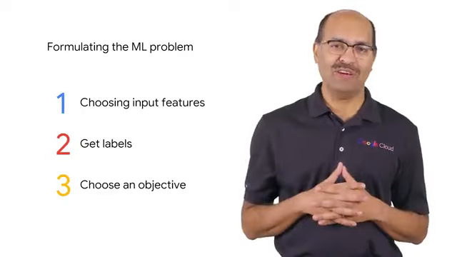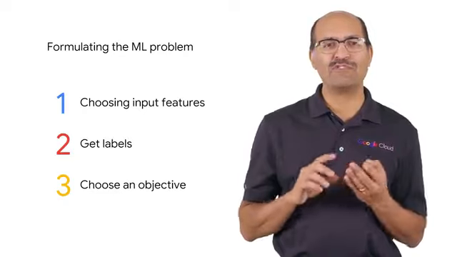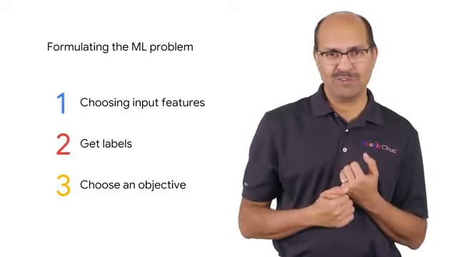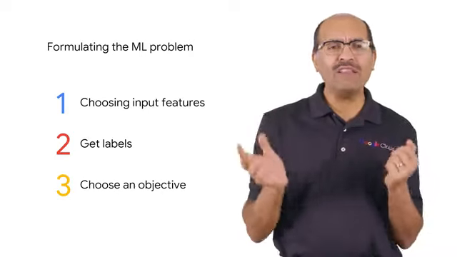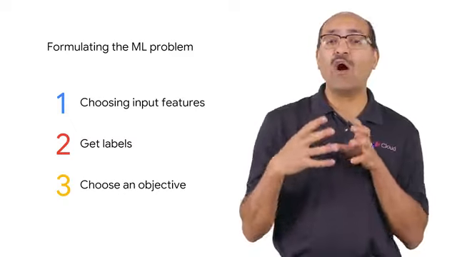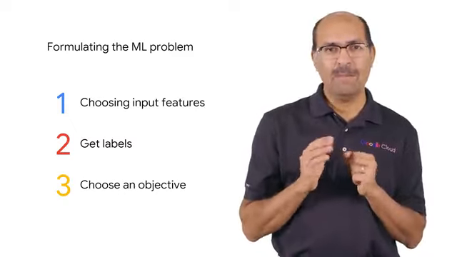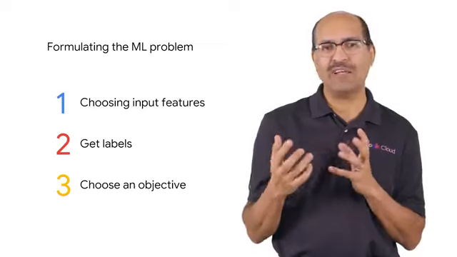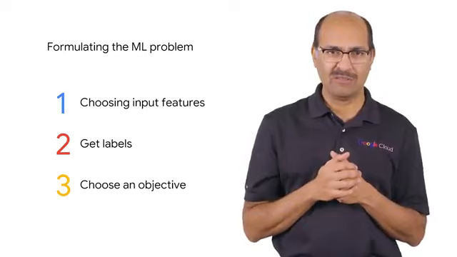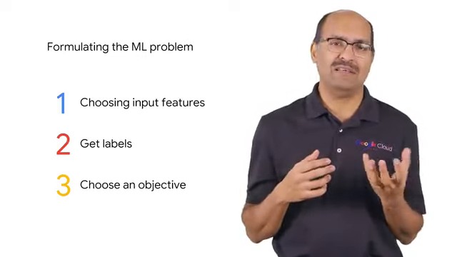To recap what we have learned so far, formulating the ML problem involves three aspects. Number one, choosing the input features. Think of all the factors that affect the decision and make sure that all these factors are in a place where you can join them. Make sure there are no silos that prevent you from gaining access to the data to train the machine learning model. It's also important to know what the schema is.